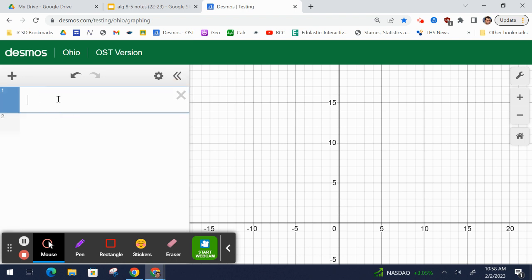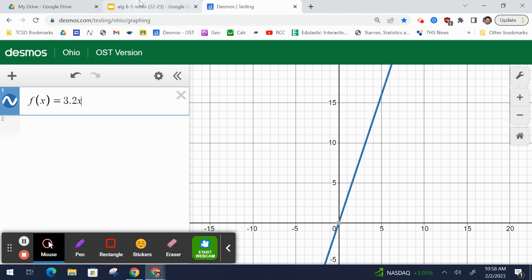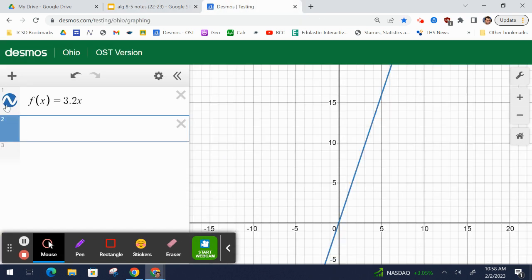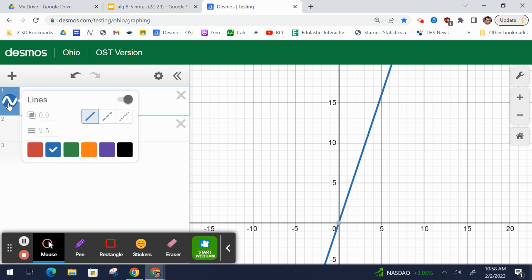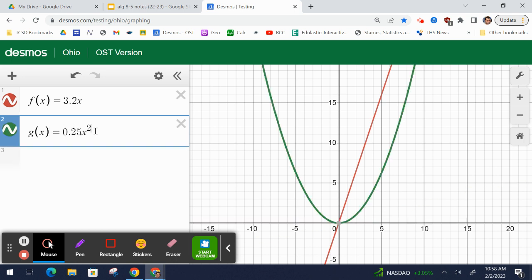So the first one, f of x equals 3.2 to the x. I'll try to keep it the same color as the video, so it's red. Then I have the blue graph, which is g of x. This is the quadratic, equals 0.25x squared.